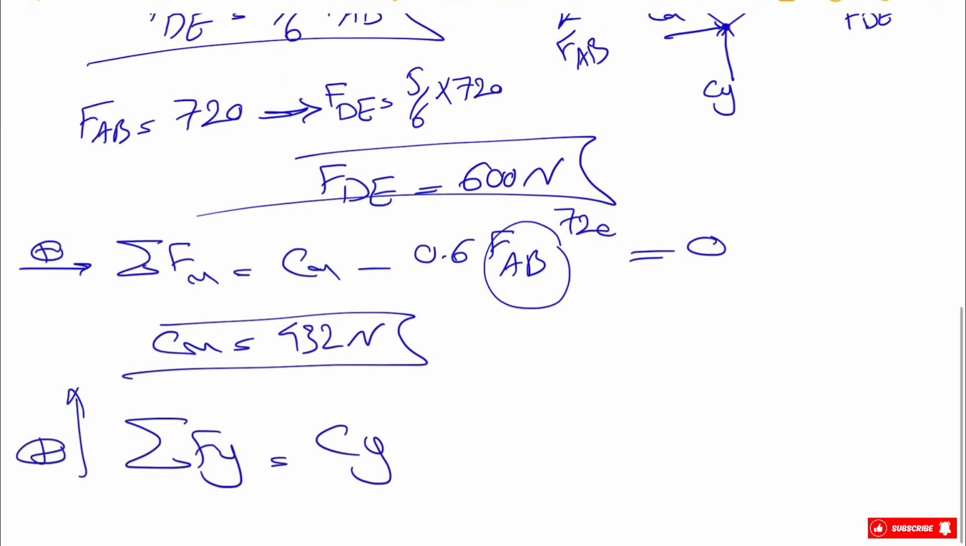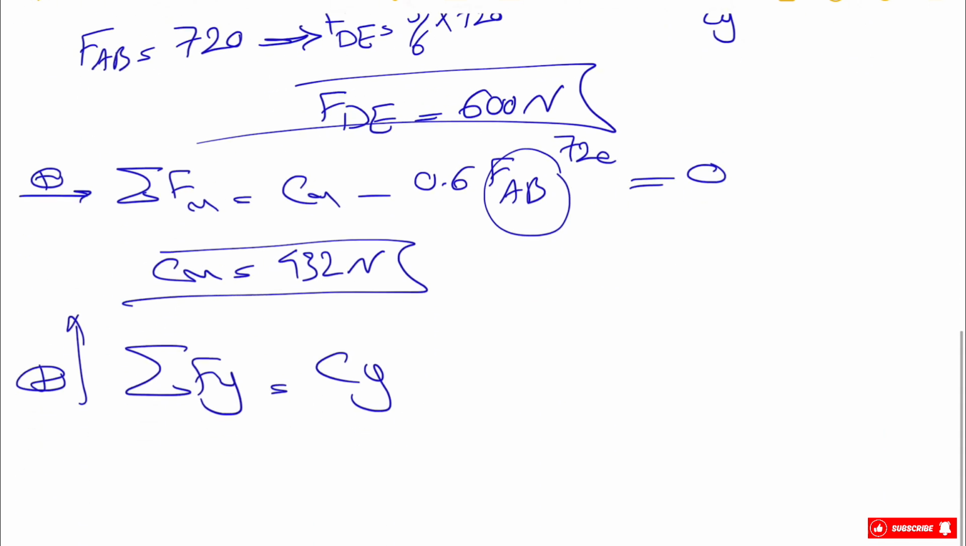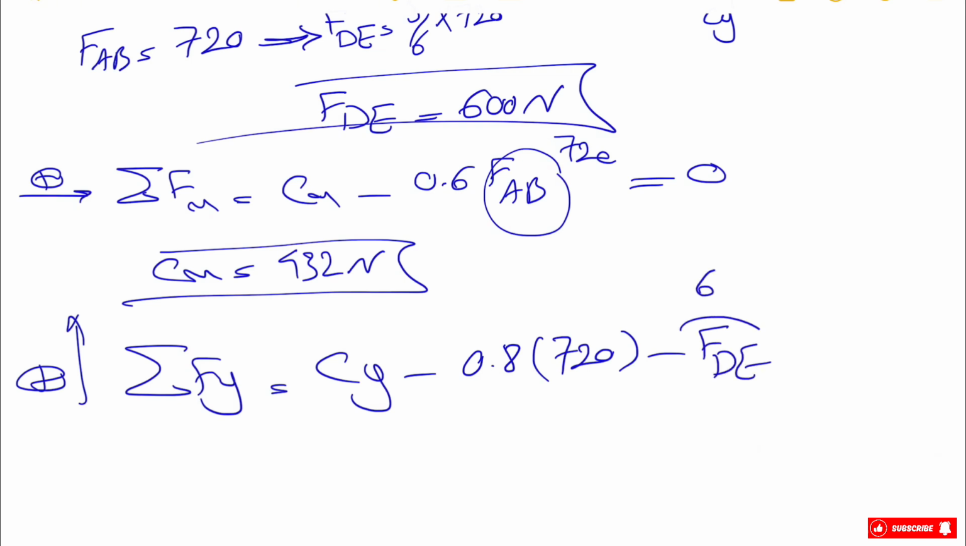We can move on to our Fy, and we have Cy, and this time we will have the y component of FAB, which is the cosine of alpha, or 80 divided by 100. So we have a negative sign, 0.8 times the same FAB, 720. We also have FDE, which is downward, and we know FDE is 600. This will be equal to 0, and we only have one unknown here, which is Cy, and that would be 1176 Newton.